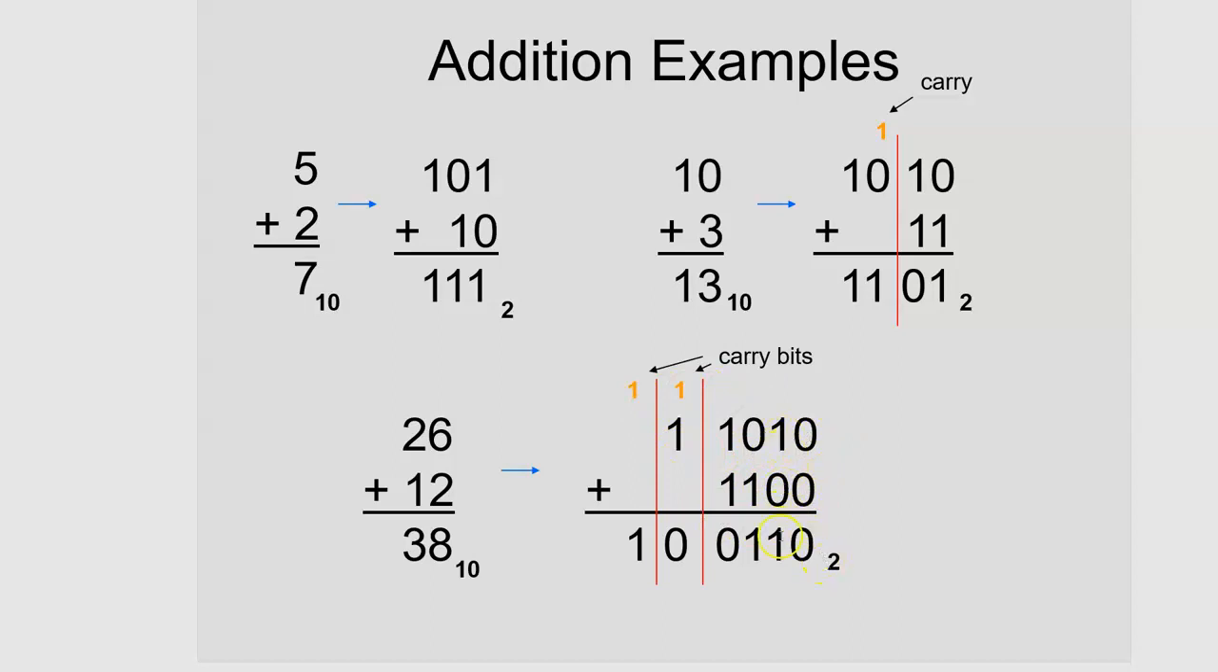A 0 and a 1 is a 1. A 1 and a 0 is a 1. A 0 and a 1 is a 1. But here I got that carry situation again. So I go a 1 and a 1 is a 0, carry 1. But in this case, since I have another 1 there, there's going to be another carry. So I got a 1 and a 1, I got the carry and this one. That's again, I write a 0 and I carry the 1, and then I just bring that 1 down.